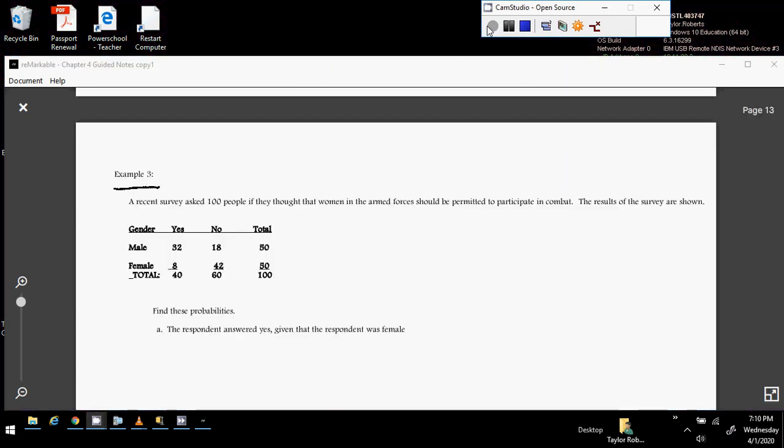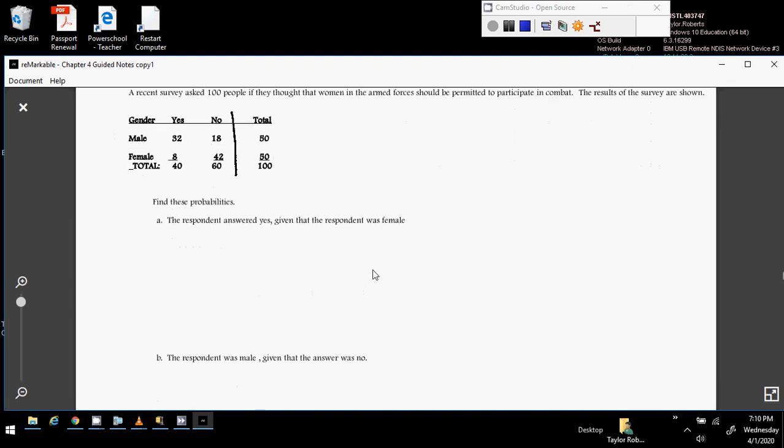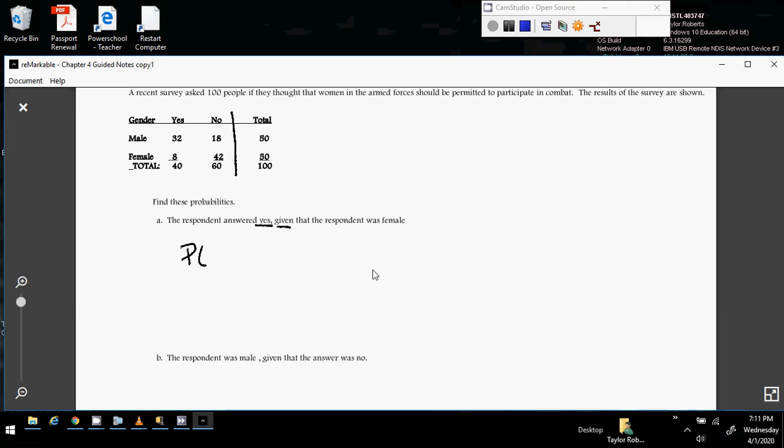Okay, for example 3, a recent survey asked 100 people. It gives you all these totals here. I like this because a lot of times it doesn't give you the totals, but it does here for us. So that's nice. So for example A, it says the respondent answered yes given female. Okay, so yes given female. Probability of yes. Remember, this line is given and female. Now, anytime we have the given, you should know that the and goes on top.